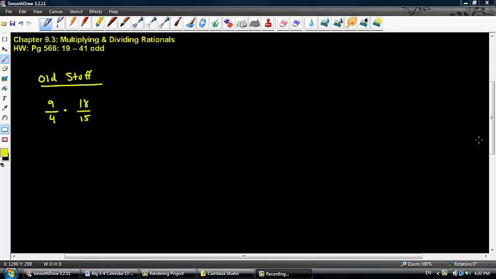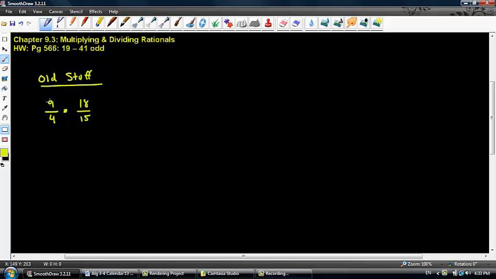Chapter 9.3 is dealing with dividing and multiplying rational expressions. And so I want to get us started with something old. This is something that you guys already know how to do. And what we're going to do is multiply these two expressions together using some old stuff that we know.